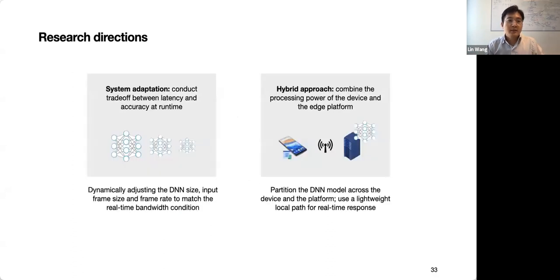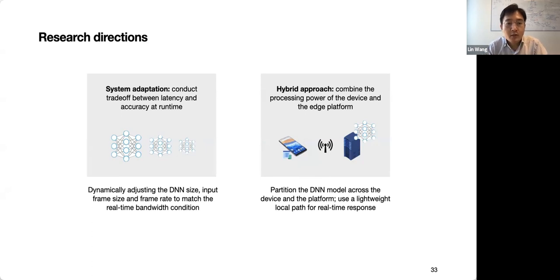So in the literature, actually, there are two general directions. One direction is called system adaptation. Basically, we have network variability and we want to handle it, so we make the system adaptive.